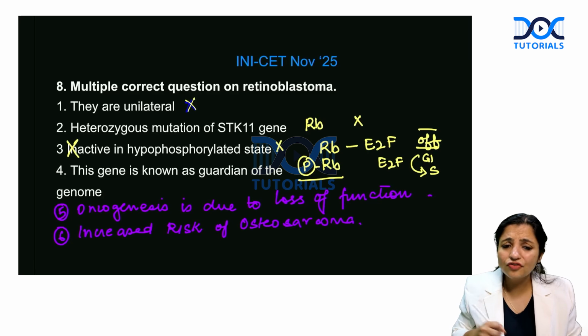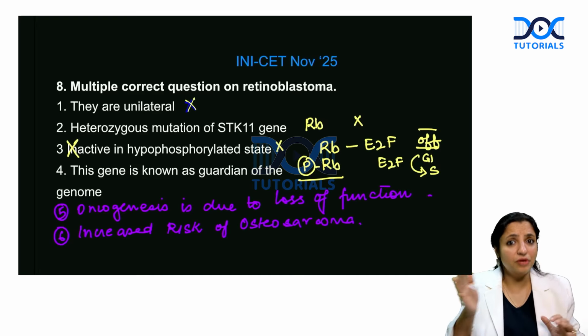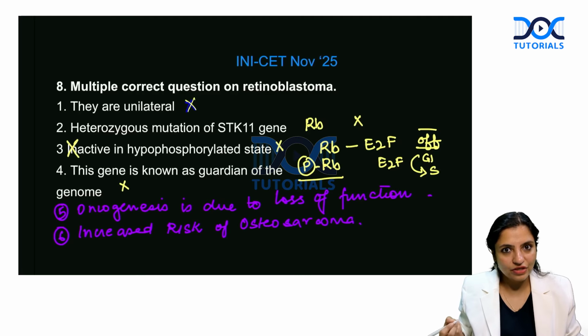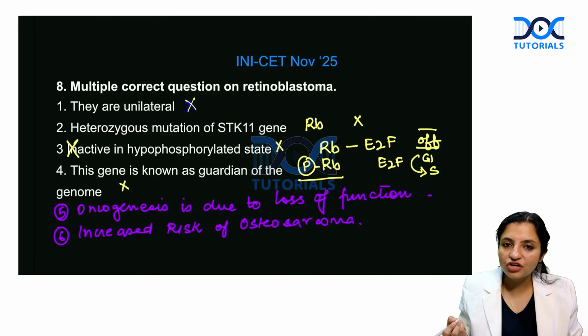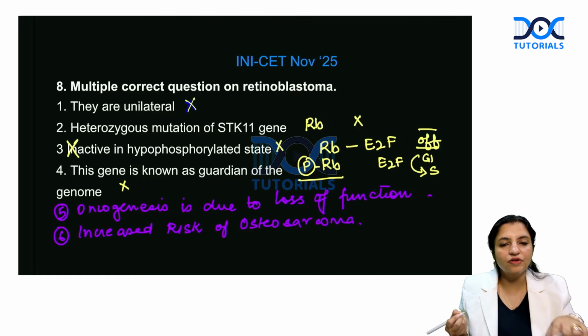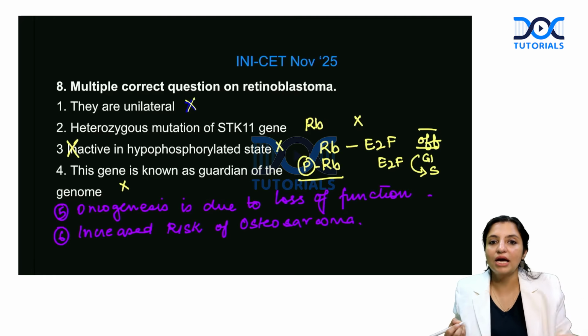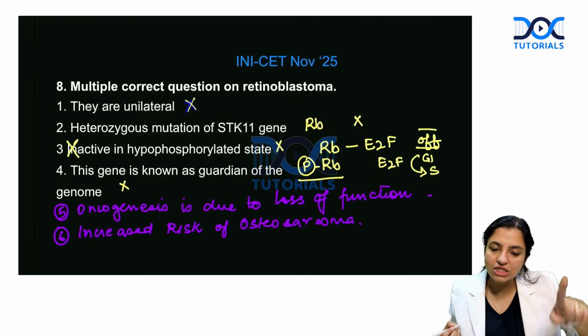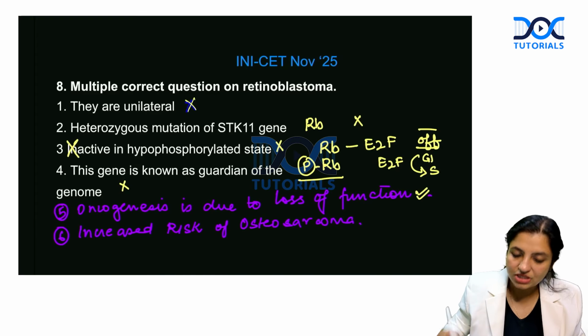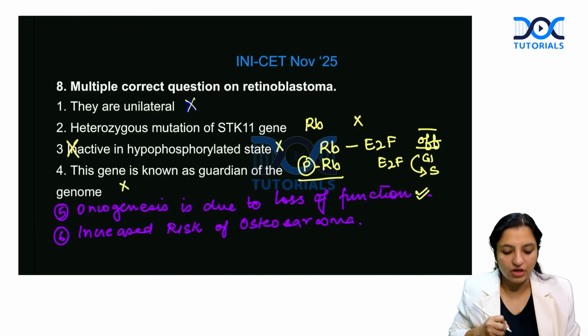No, guardian of the genome is the molecular policeman, P53. So this is not the guardian of the genome. Obviously, what is the mechanism of action of RB gene? Mechanism of action is always, it's a tumor suppressor gene, so it has to be either loss of heterozygosity, loss of function, or methylation. So yes, oncogenesis will occur whenever there is loss of function.